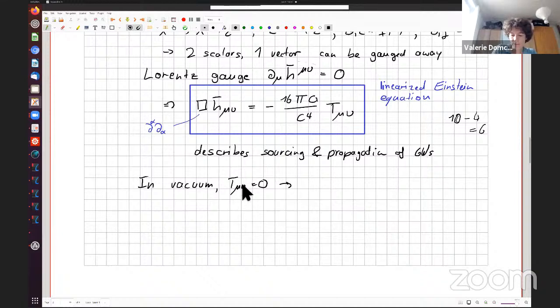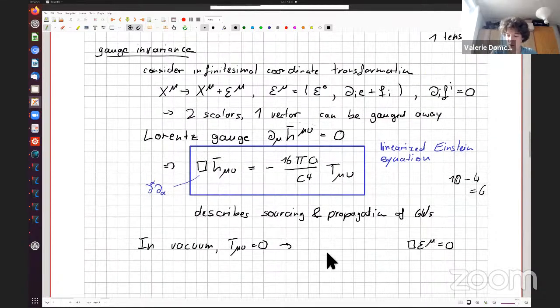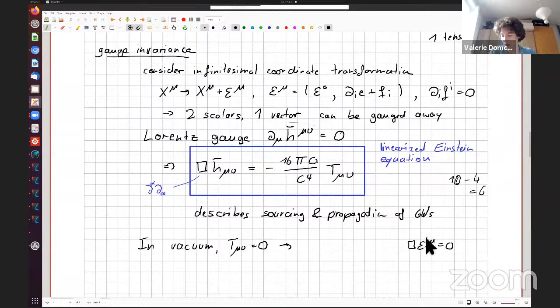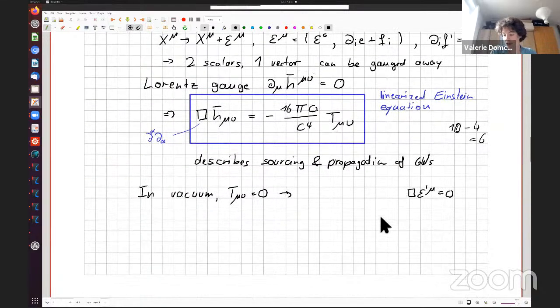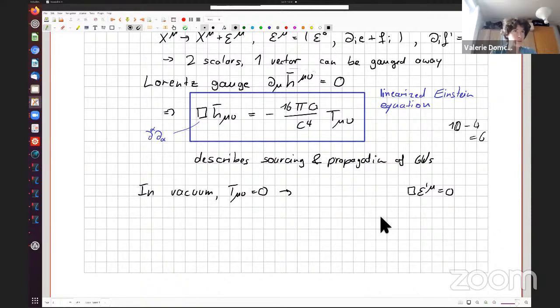Okay, so in vacuum, the energy momentum tensor is 0. In that case, we have a residual freedom, because any epsilon prime which satisfies box epsilon prime equals 0 we could always add to our transformation above, and it would not change anything about the Lorentz gauge, but it still gives us residual freedom to manipulate our h mu nu tensor.